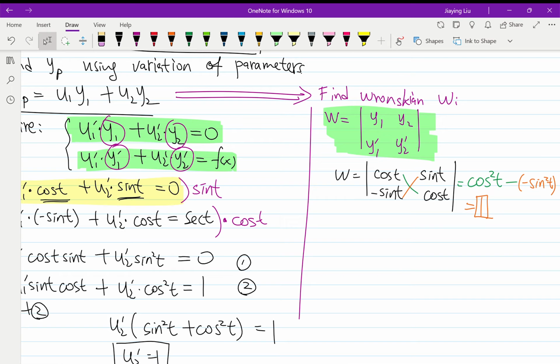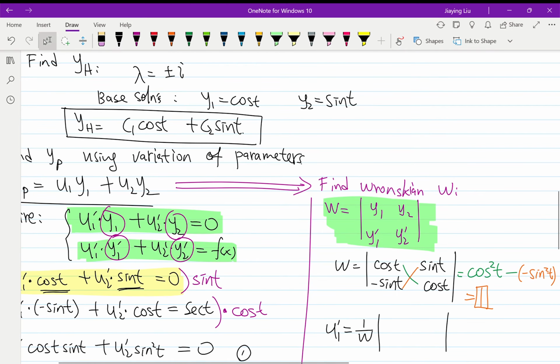And the next thing we can do is write down the formula for finding u1 prime, which is 1 over the Wronskian times the determinant of this new matrix. This new matrix is similar to the Wronskian we had above, except that when we find u1 prime, the first column, y1 prime, will be replaced by 0, f of x. But the second column is going to stay y2 prime.